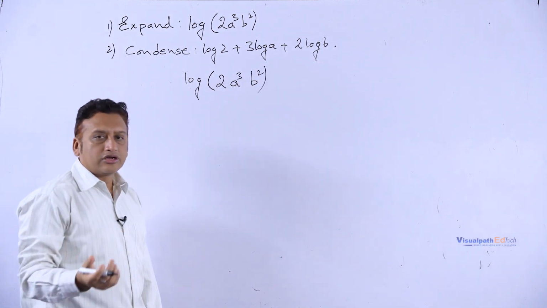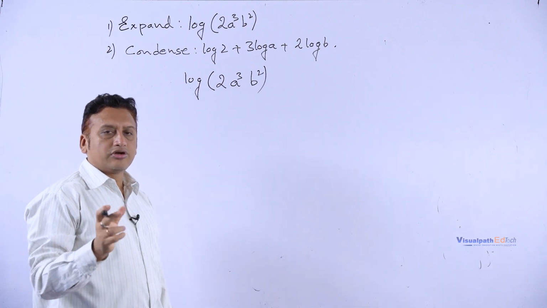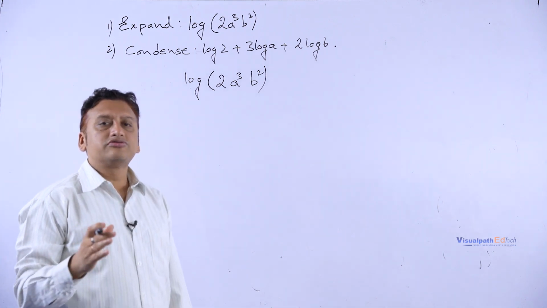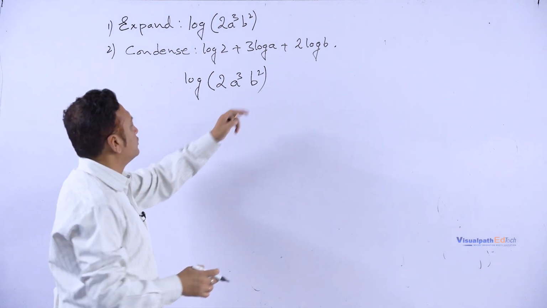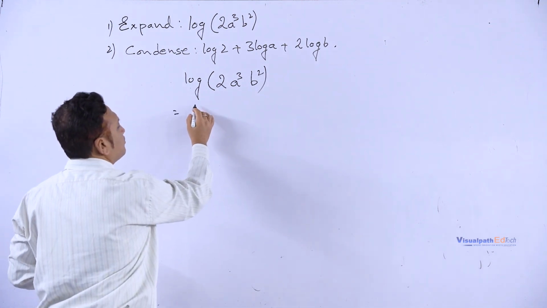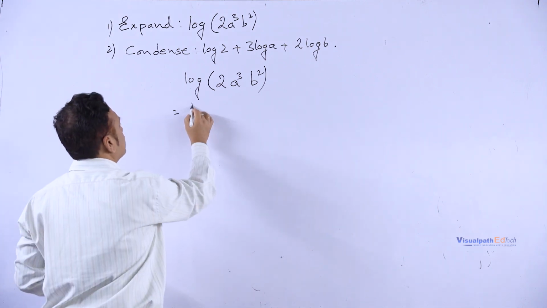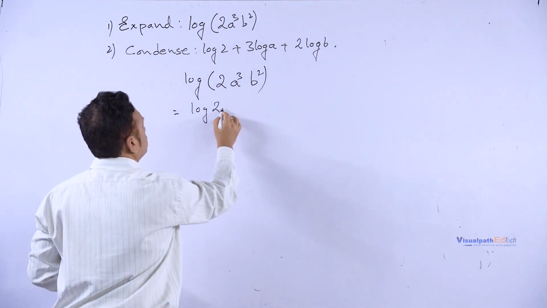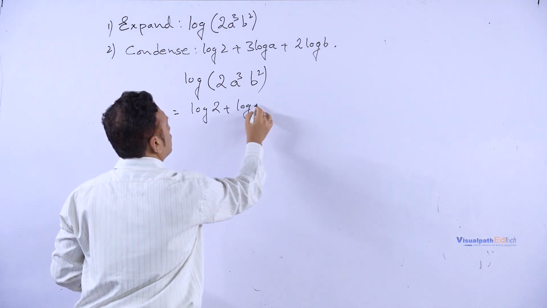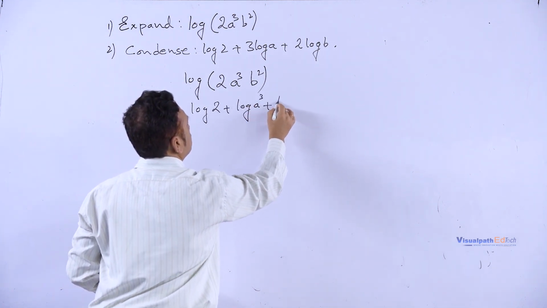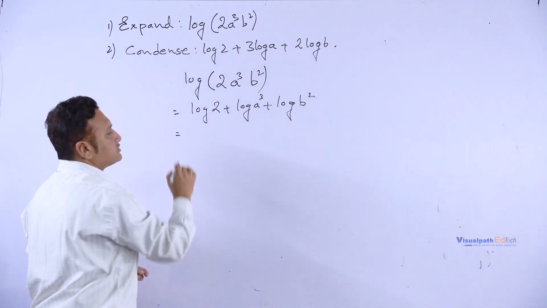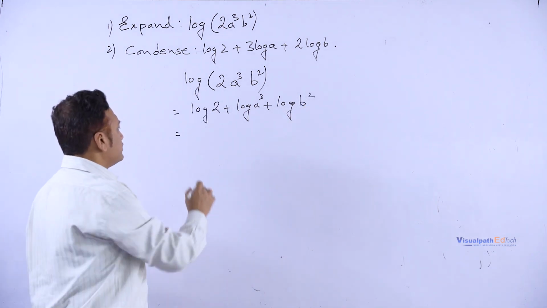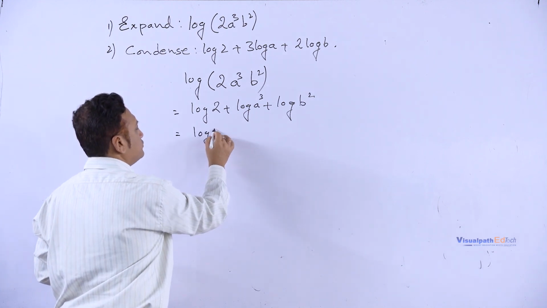So, what does the product rule say? That the logarithm of the product of 2 or 3 numbers will be equal to the sum of the logarithms of the numbers. So, here we have a product of 3 numbers. By applying the rule, we can write it as log 2 plus log a cube plus log b square. Okay. Next step, log 2 will remain as log 2, there is nothing that we can do.